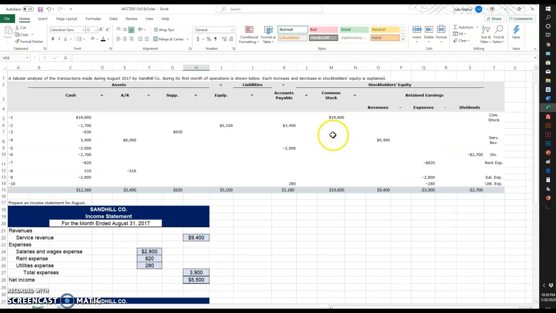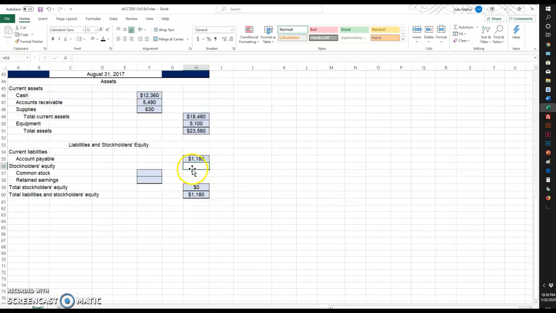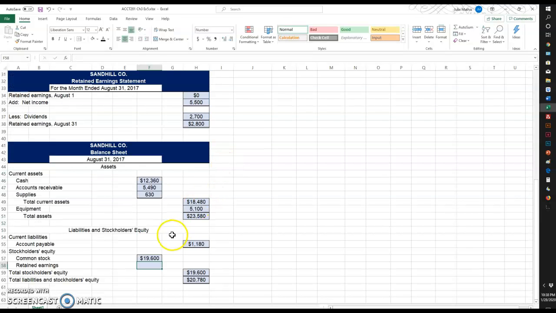Our common stock. We're going to find our common stock over here, $19,600. Our retained earnings, we're going to find that up here on our retained earnings statement. It's our ending amount, the $2,800. That brings us to our total stockholders' equity is $22,400. When we add that to our accounts payable, our total liabilities and stockholders' equity is $23,580.